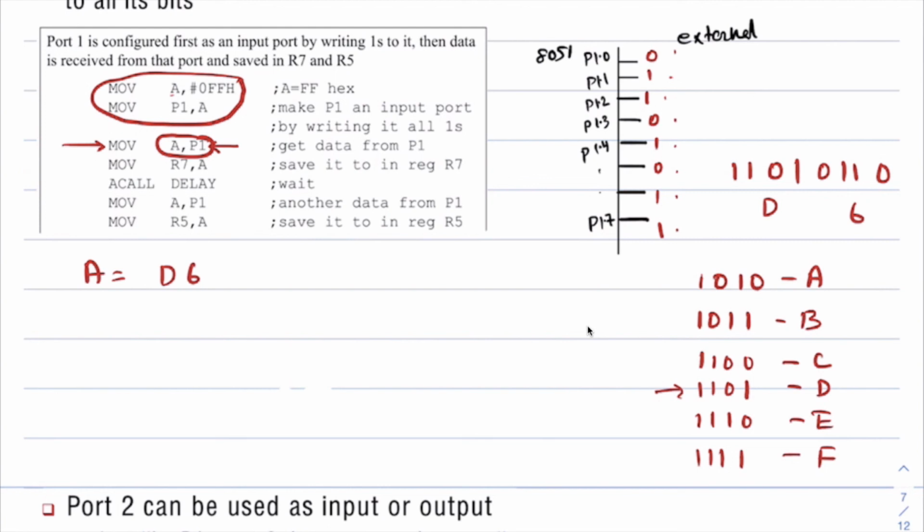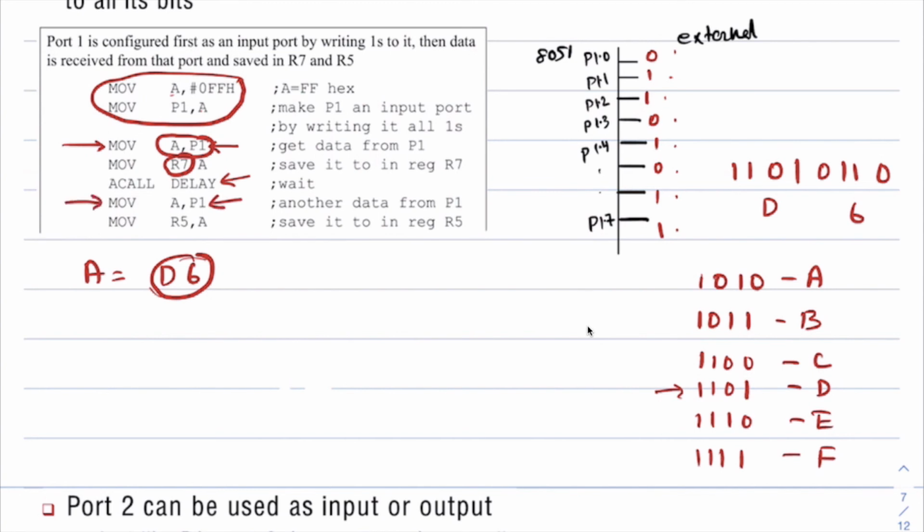So remember, even though you feel like you have sent FF to this port, when you are reading, you are getting D6, not FF. Why? Because you are reading the pins of the port. When you read the pins of the port, whatever voltages appear on the pins will appear on the port also. Naturally, next we are moving that D6 value to the R7 register, and then we will wait for some time and again we will read it. At this point we are reading it again.